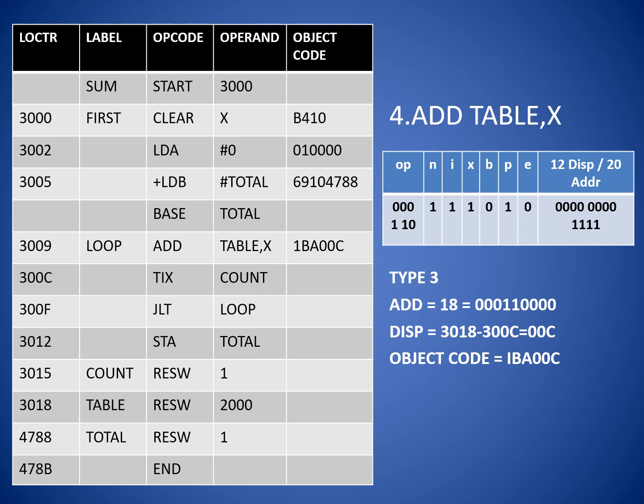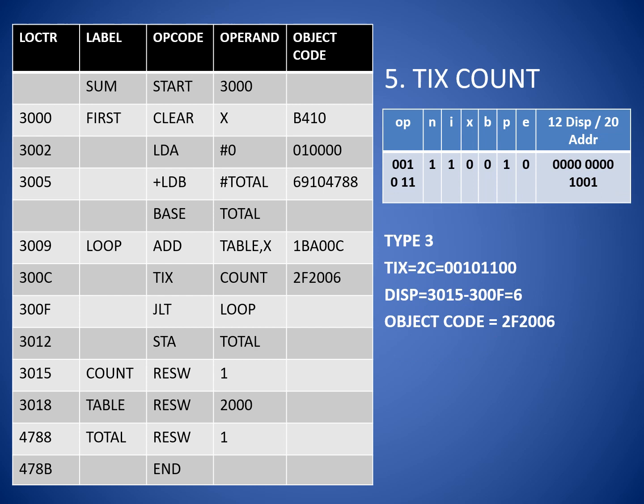To find the displacement: for the given ADD table x, the table is found with the location counter of 3018, and the location counter of the next subsequent instruction is 300C. So 3018 minus 300C is 00C. So the displacement is 00C. Grouping 4 bits, we get the object code as 1BA00C.